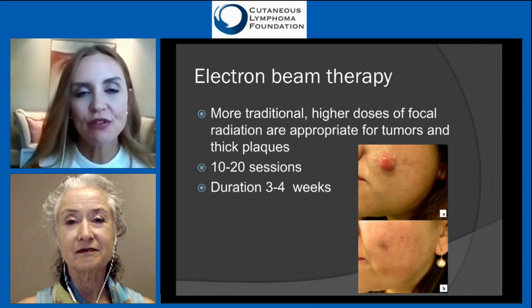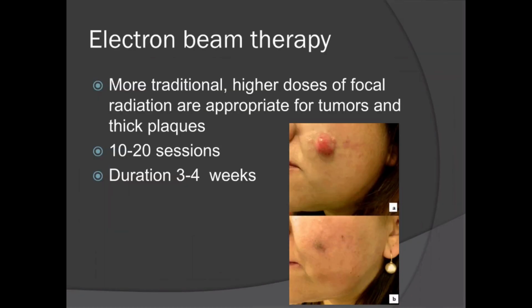More traditional types of radiation therapy are called electron beam therapy. So this is generally useful for big, thick tumors. Typically, it's provided in a series of 10 to 20 sessions over the course of 3 to 4 weeks. And you can see an example here of a patient who had a very nice response to that.